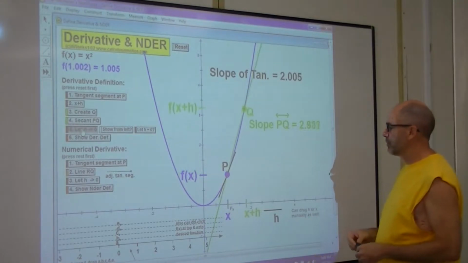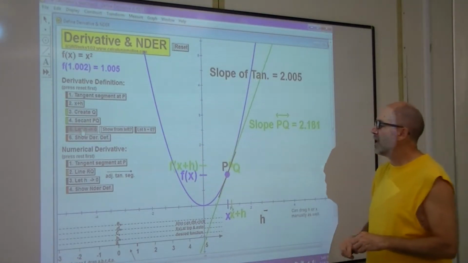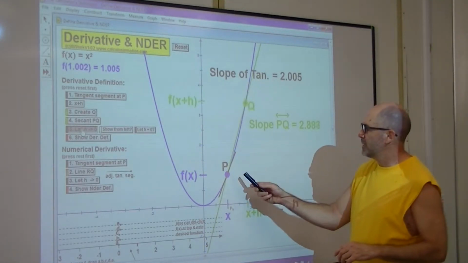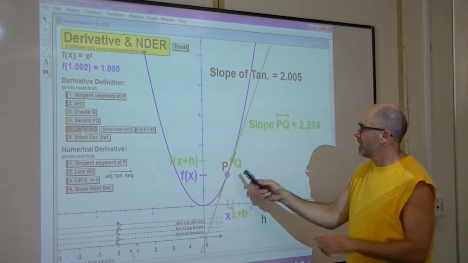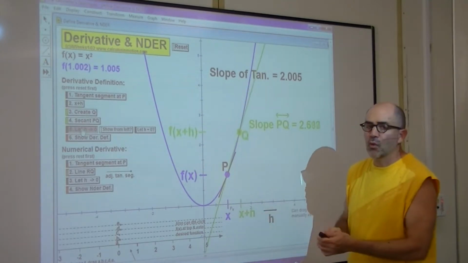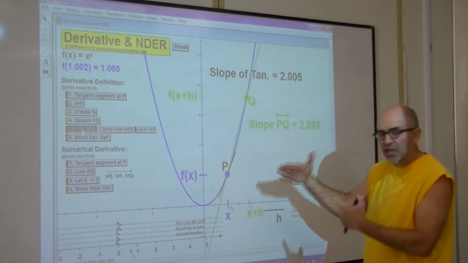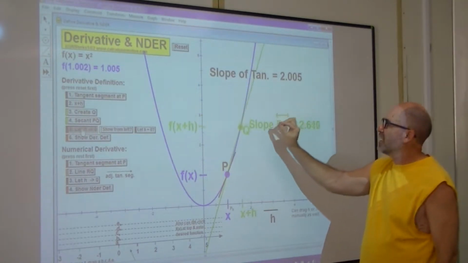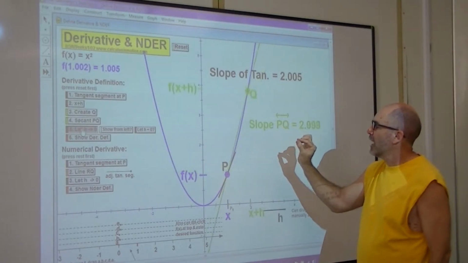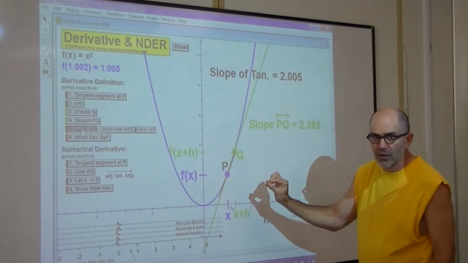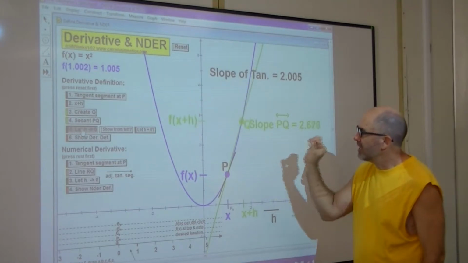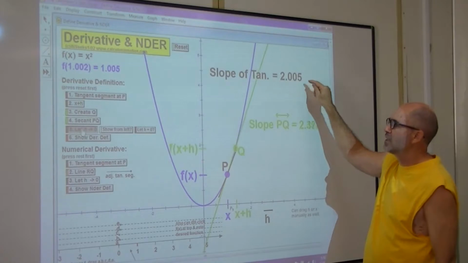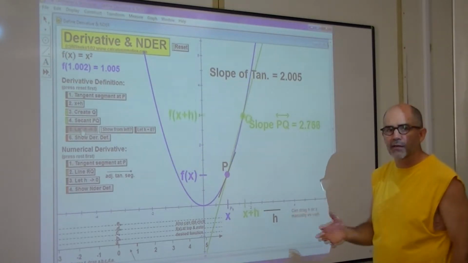Okay, so what we just found out is we can't get the slope of PQ when P and Q are the exact same point. Otherwise, we don't have a slope. We don't have a change in y over a change in x. But what we want is the limit as h approaches 0. And when we get that limit as h approaches 0, then we're going to get the exact slope of the tangent to as close as we want.